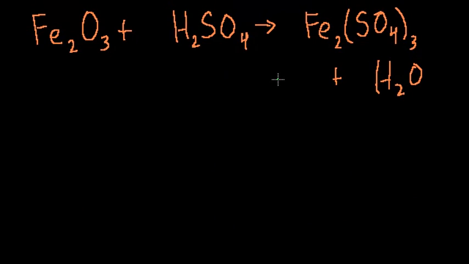So this one looks all hairy. I have iron oxide plus sulfuric acid yields all this hairy stuff. But the key here is to realize that this sulfate group stays together, right? You have this SO4 there, and you have this SO4 there. So to really simplify things for our head, you can treat that like an atom. So let's make a substitution. We'll substitute that for X.